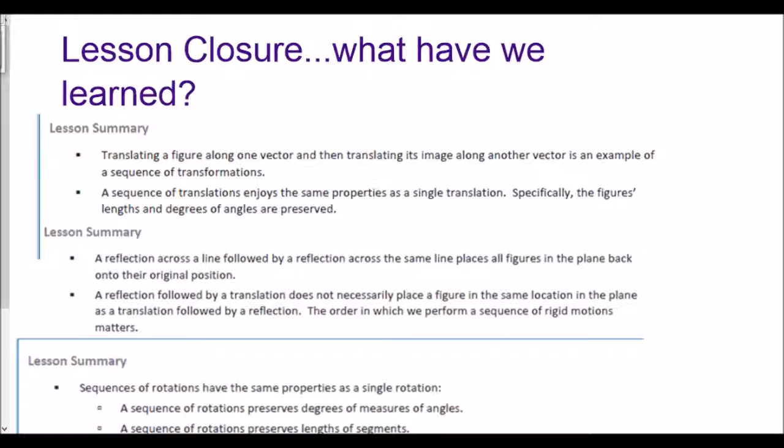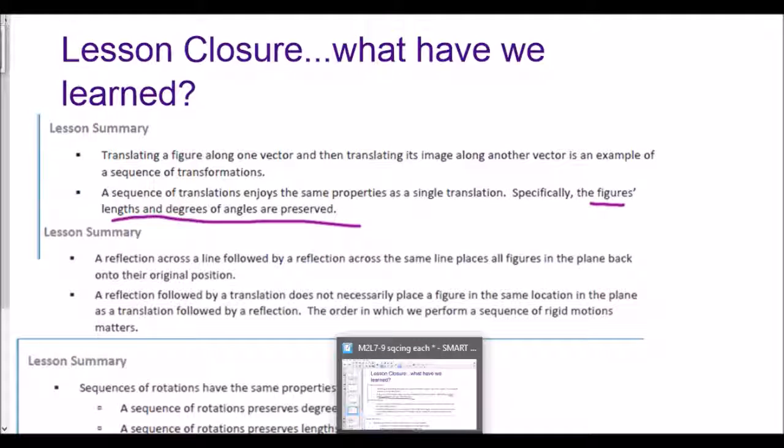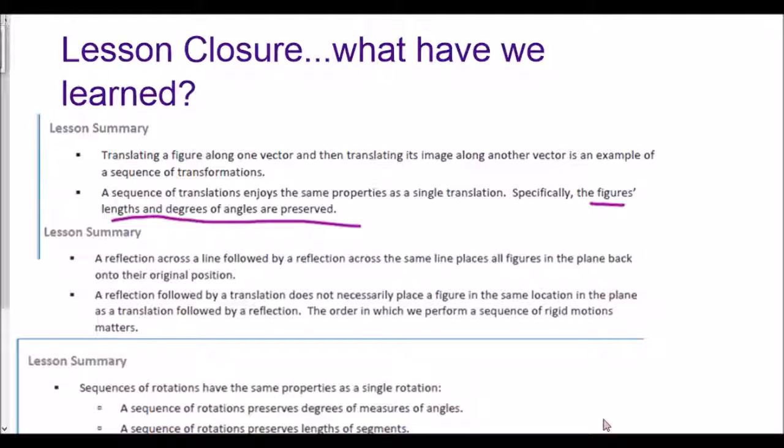Okay, so what have we actually learned in this lesson? Well, we learned that you can translate a figure along a vector and then translate it back along another vector, and you get a sequence of transformations. If you translate it along one vector and back along that exact same vector, it gets you back to where you started. We know that regardless of how many translations you sequence together, the figure's lengths and angle measures are preserved. It doesn't matter how many times you translate it, it's going to be the same. Same thing with the reflection, same thing with the rotation. All of the segments are the same, the angles are the same. It's not going to affect the actual shape, just where it is on the plane.